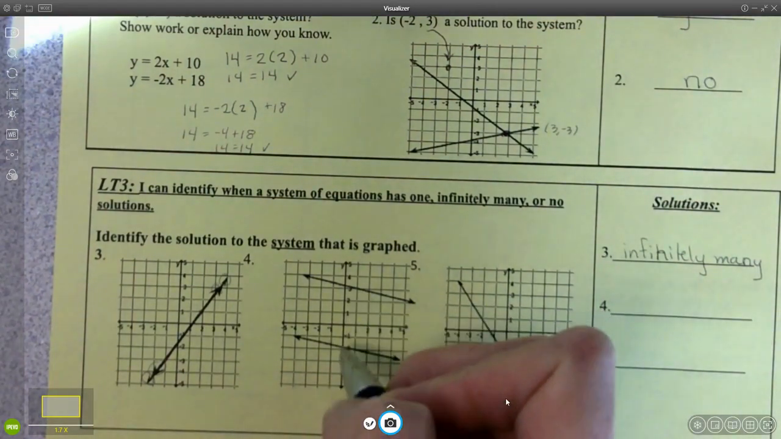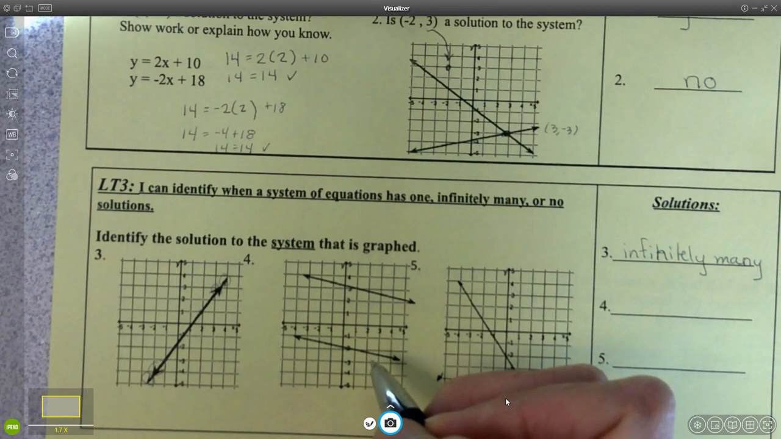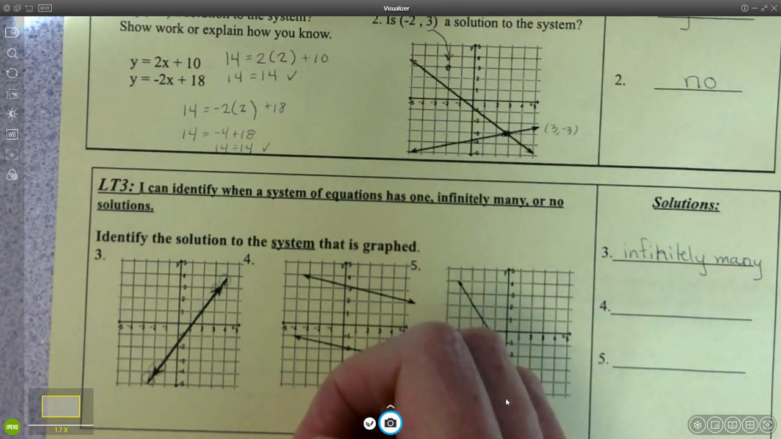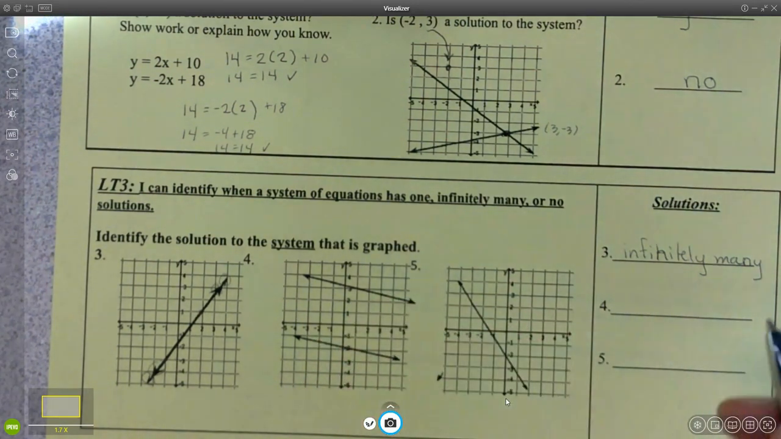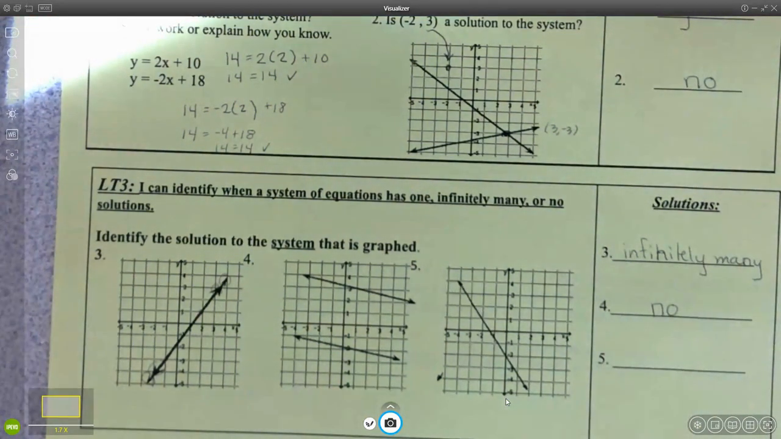When I have parallel lines in this system, they are never ever going to cross. So they are just going to continue apart, never cross. So I can't ever have a solution for that system.